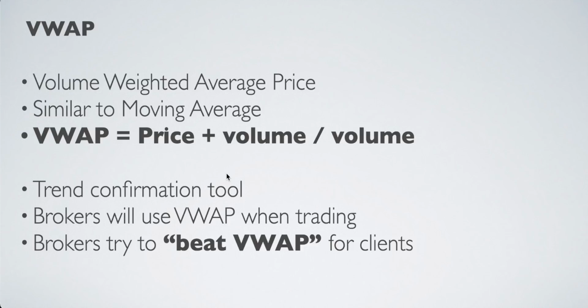So we use VWAP as a trend confirmation tool, and brokers will use VWAP when trading. When they have big client orders, brokers will actually try and beat the VWAP. What that means is that they get a better price for their client than the VWAP, or the volume weighted average price. That is the average price in the entire market based on the volume traded.